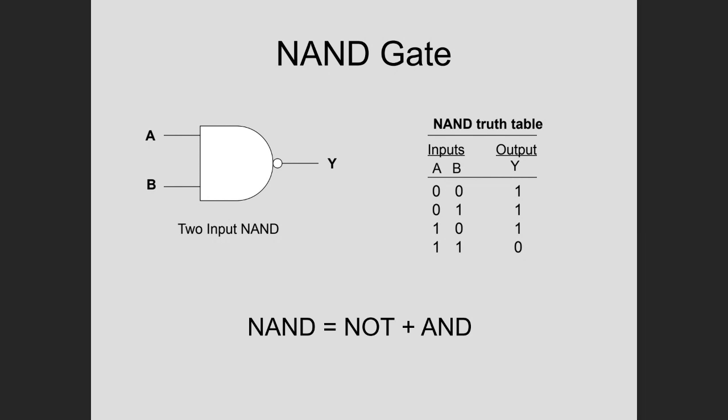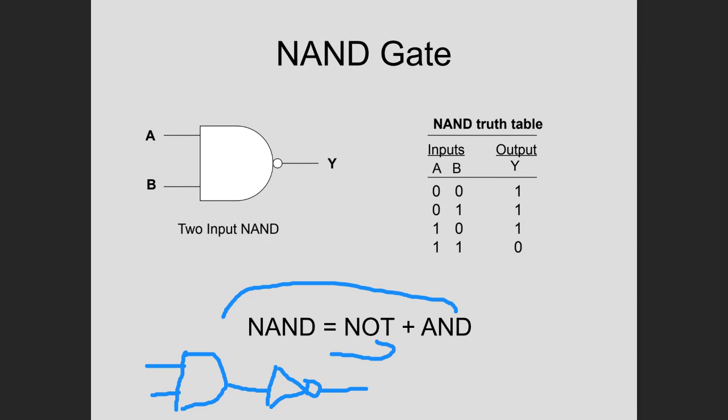So a NAND gate, basically, I'll try to do my best to draw this. Let me see if I can zoom in on this. What you do is you take an AND gate, and you take an inverter, and the inverter has the little circle thing on it, and you run the output of the AND gate to the inverter, and the output of the inverter would be the output of the total circuit. And so basically in this equation, this is the not part and this is the and part.